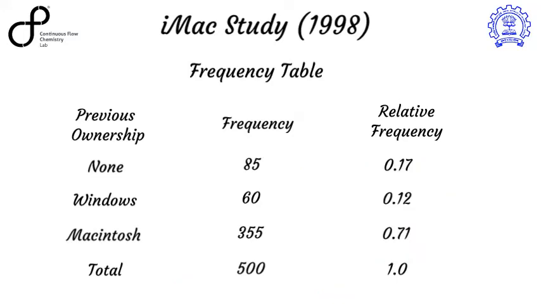A quick look at this frequency table gives us a good overview of the data. It clearly shows that the maximum number of iMac users were previous Macintosh users. However, there were 12% of the customers who moved from Windows. There were 17% new users also. Therefore, it clearly indicates that the market share of Macintosh is increasing, wherein new users are joining, as well as Windows users are switching to Macintosh. This is the power of representing data in tabular form.